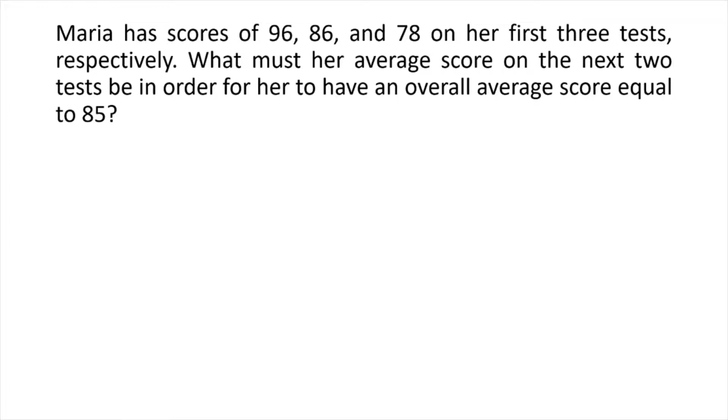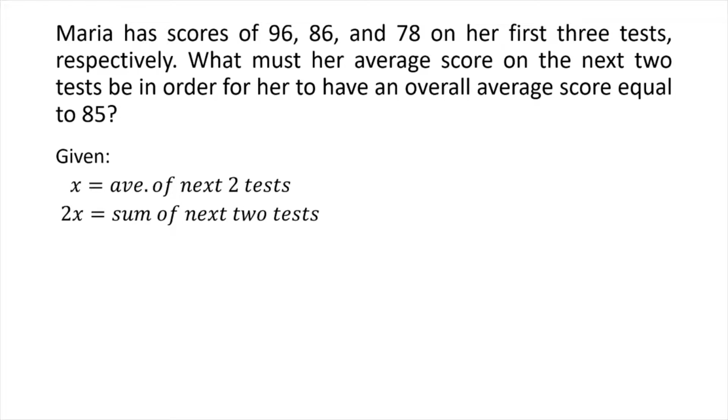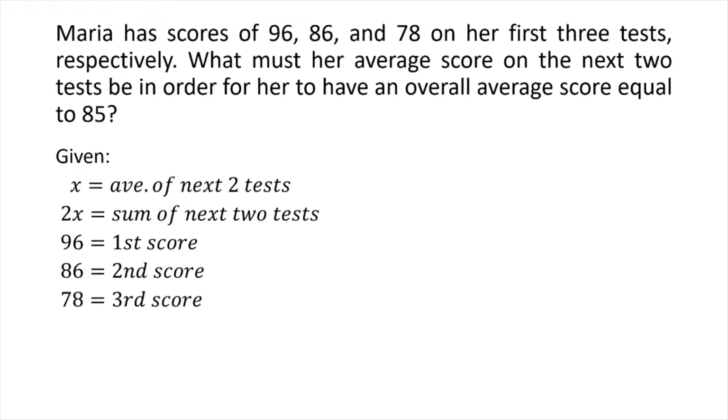So let's define the average score on the next two tests as, say, x. Therefore, the sum of the next two tests is 2x. And then we have here the first three scores, 96, 86, and 78. We are asked to find x, which is the average of the next two tests. So, solution.